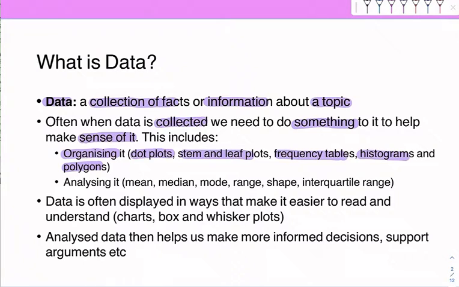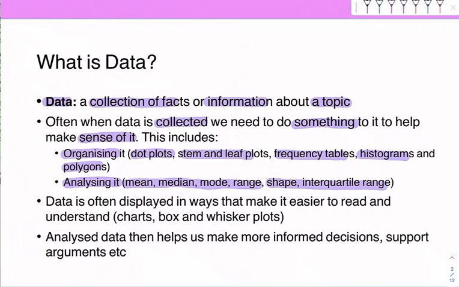From there, we then also need to analyze it to help us better understand what it's actually telling us. And ways we can analyze it include finding the mean, median, mode, and range, which are all things you would have done in the past, as well as some extra ones, including the shape and the interquartile range.